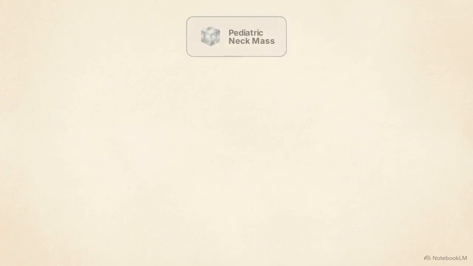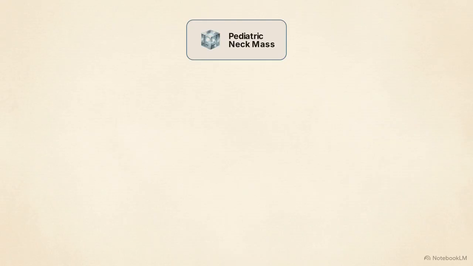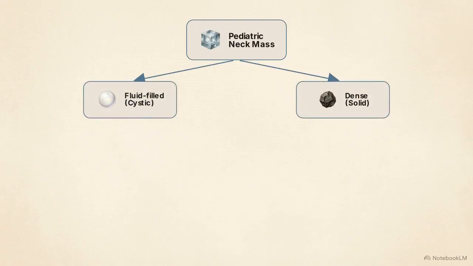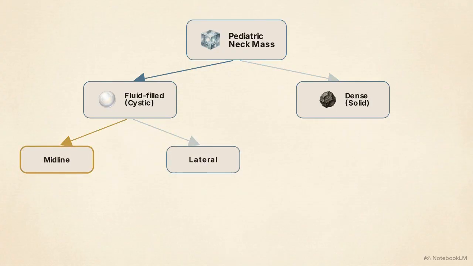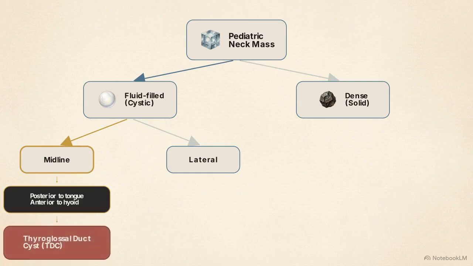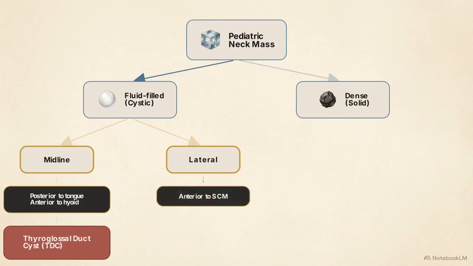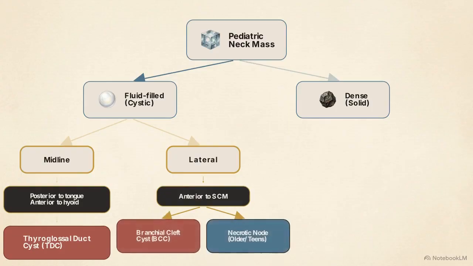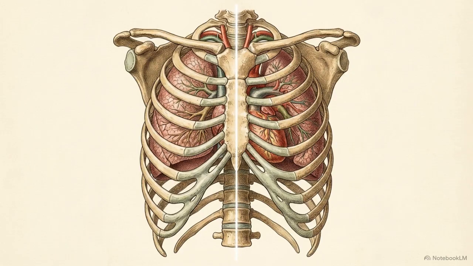This model of a pediatric neck mass starts by splitting the diagnosis into two physical states: cystic or solid. For a cystic mass, the next branch is anatomical. We filter the remaining possibilities by location: midline or lateral. A midline mass sitting posterior to the tongue and anterior to the hyoid bone identifies as a thyroglossal duct cyst. A lateral track, anterior to the sternocleidomastoid muscle, shifts the diagnosis to a branchial cleft cyst or a necrotic lymph node. This binary logic applies to physiological states in the neonatal chest as well.